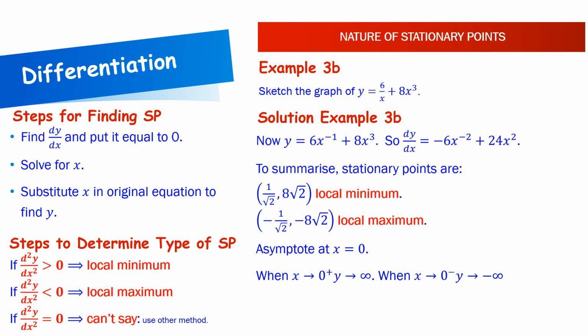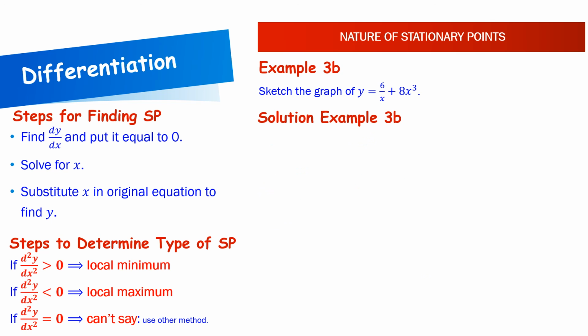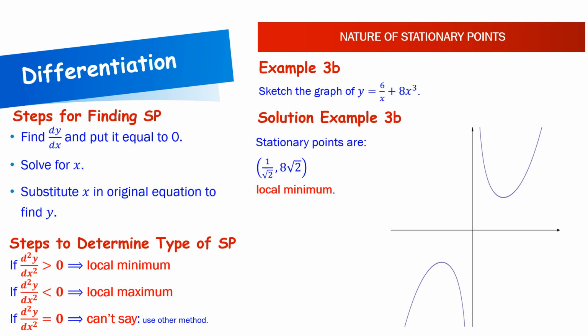Here's the key information that we have from part B. We can use that to plot our graph. Remember that one of our stationary points was 1 over root 2, 8 root 2, and that was a local minimum, which is here. The other stationary point was here. It was a local maximum.